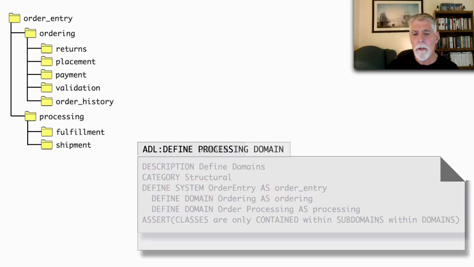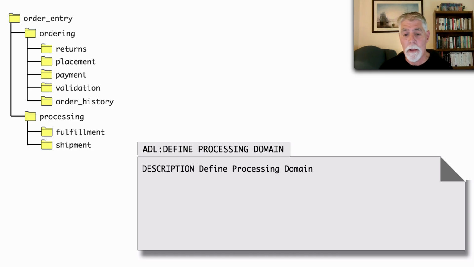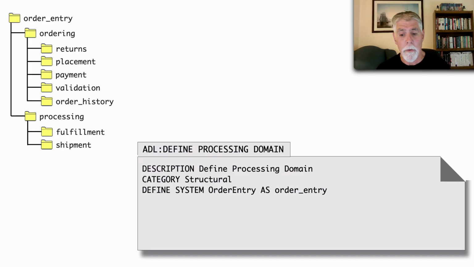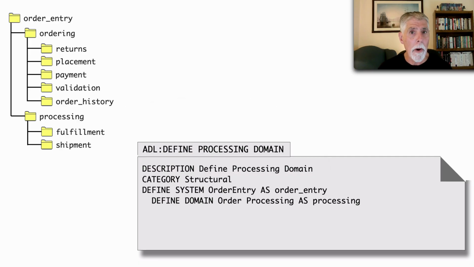Now let's take this one step further and let's describe the processing domain. So here I'm going to put my description as defining the processing domain. My category is still structural. The system is still order entry as, don't forget that, order entry. Now I'm going to define my domain again, order processing, as processing, and that points to that directory structure there that represents that domain. Now, within there, we notice we have two components.